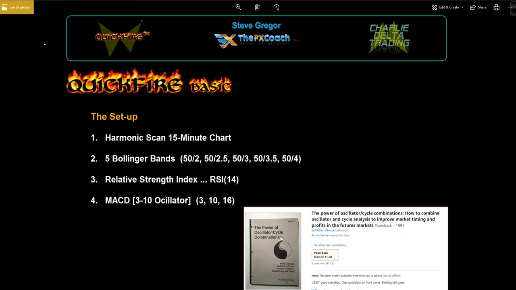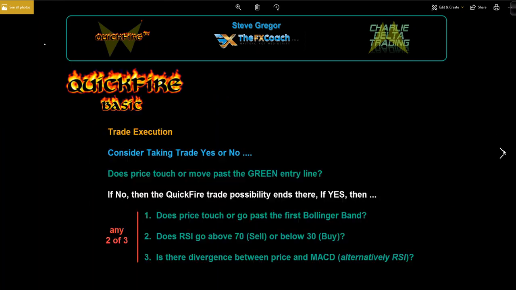You can search for it and probably find it as a PDF on the internet, or if you prefer to pay $171.51, you can get it from Amazon. This is quoted by Christopher Terry as he's teaching how to trade harmonic scans in general. So instead of the MACD with its normal defaults, we use the 3-10-16 setting. All right, so we covered that in quickfire.